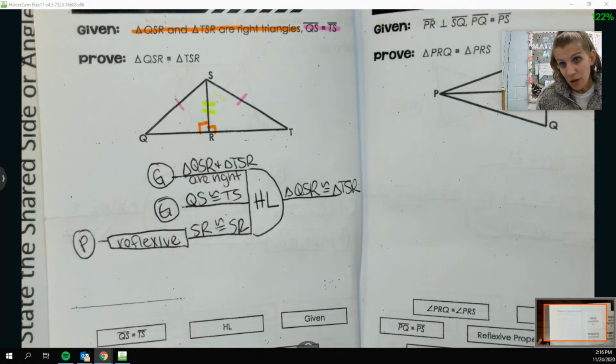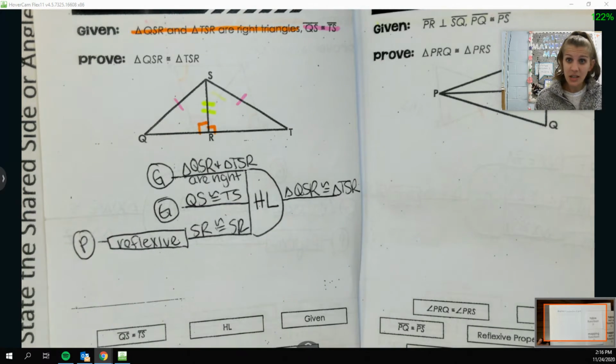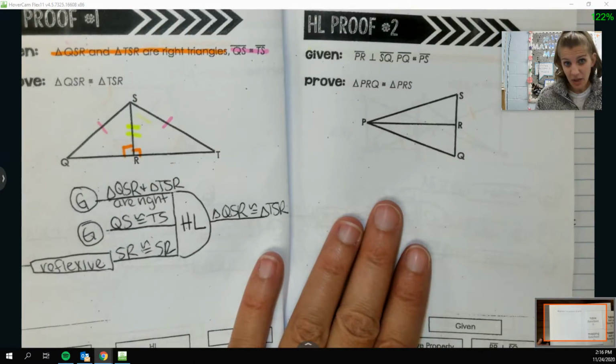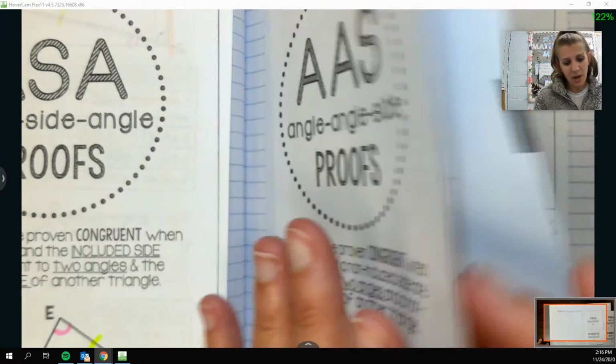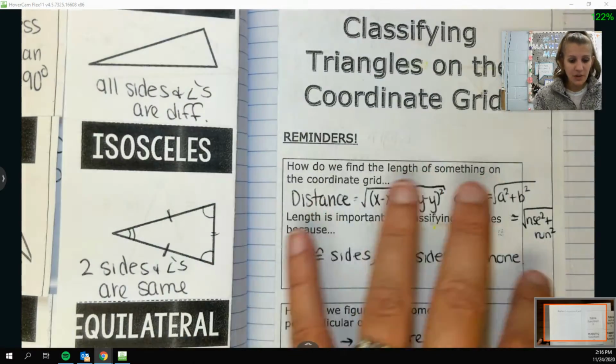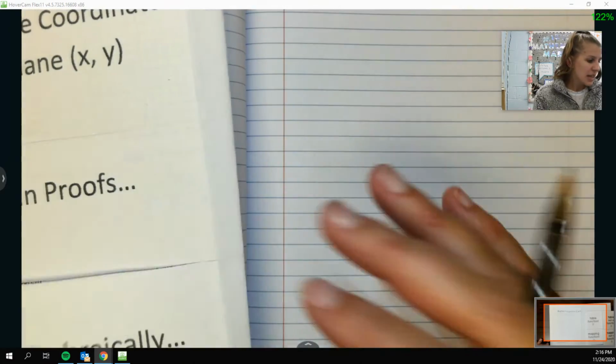Now, I wouldn't worry too much about proofs because we're not really going to do a ton of HL proofs. So I'm going to skip the second one. And now I want to jump to page 51. So on page 51, we have our hypotenuse leg theorem notes.